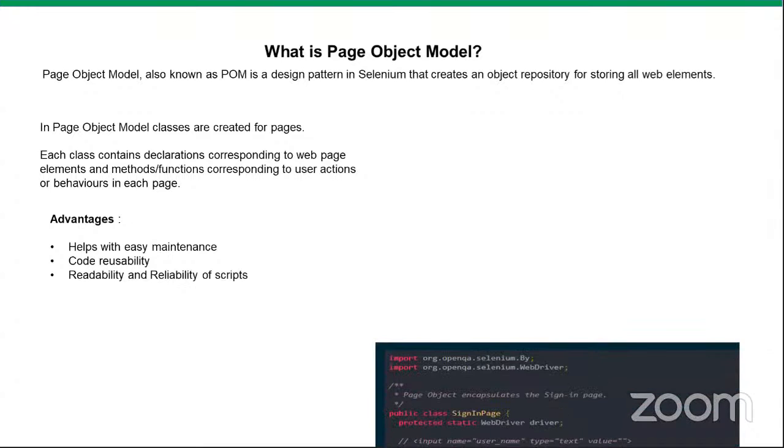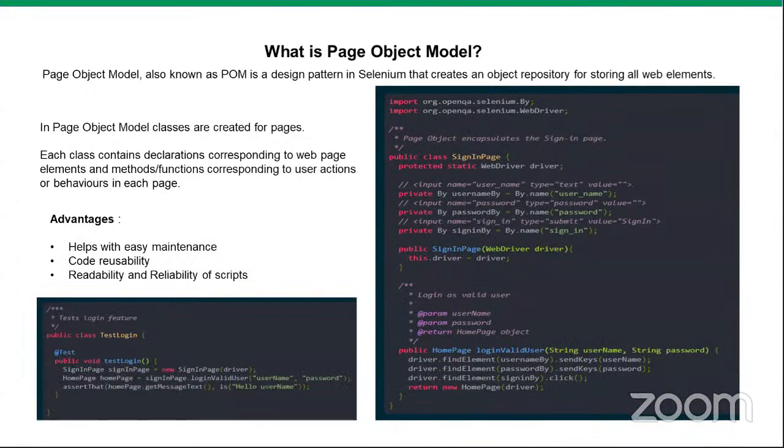Now, we have another question, that is, what is page object model? This is one of the most widely asked questions in any automation interviews. Page object model, or POM, is basically a design pattern in Selenium that creates an object repository for storing all web elements. In page object model, classes are created for pages. Each class will contain declarations corresponding to the web page elements, and methods or functions corresponding to the user actions or behaviors in each page.